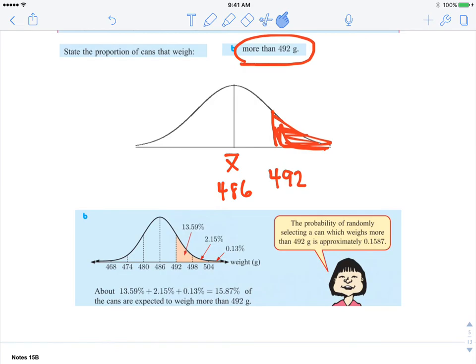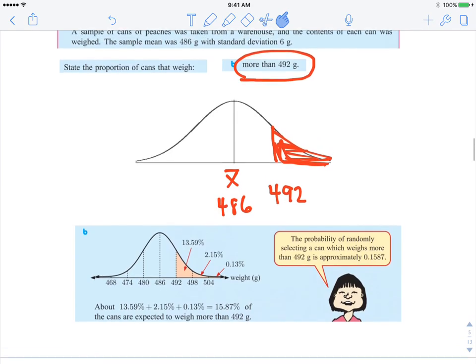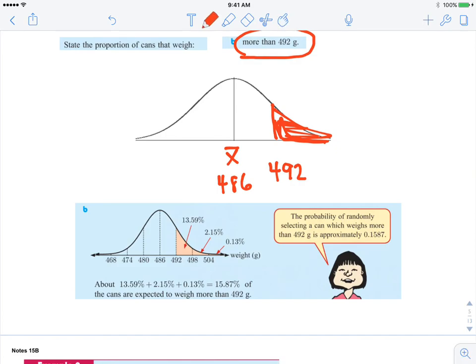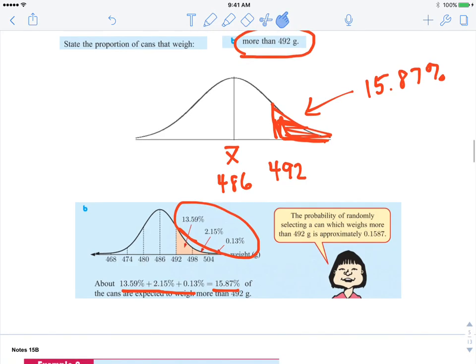So here is that graph again. And we're going to add up these percentages in our calculator. So when we add them up, we get 15.87. So this percent is 15.87%. So it's expected that about 16% of the cans will weigh more than 492 grams.